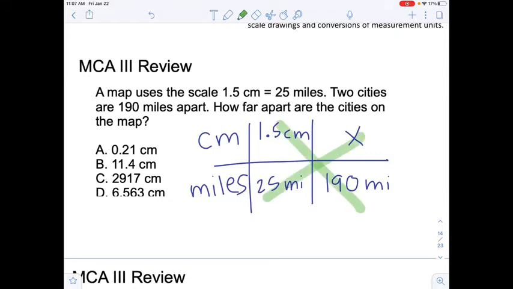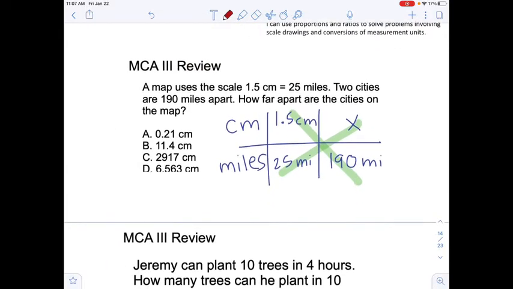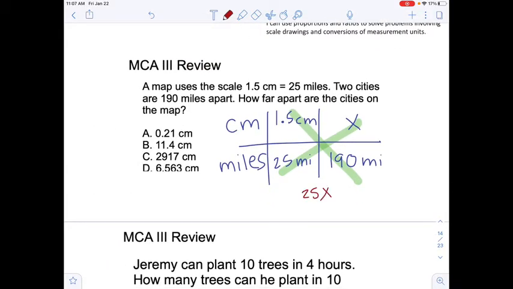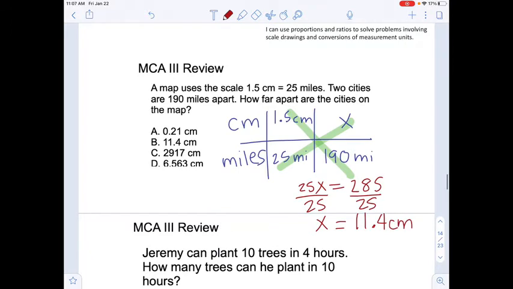So I'm going to use cross products here. I'm going to take 25 times x, which is 25x. And I'm going to set it equal to 1.5 times 190. So I take 190 times 1.5, and I get 285. Then to solve this, I'm going to divide both sides by 25. And I'm left with x equals 11.4. Making sure that I have my label of centimeters. And then I look at my multiple choice. And it looks like B is the correct answer, 11.4 centimeters.